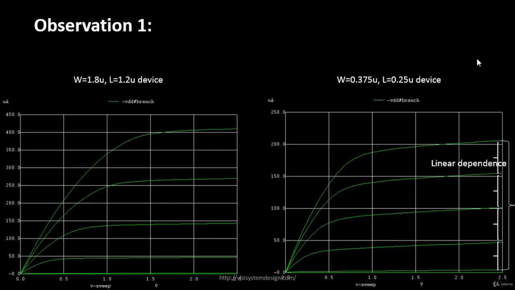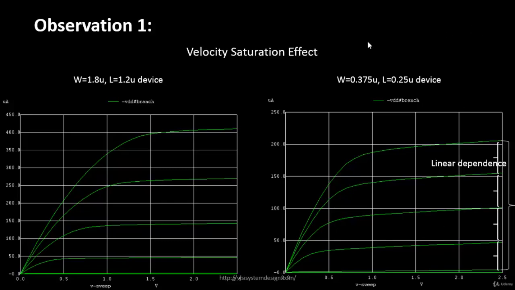So that is something different that we are seeing from the short channel device compared to the long channel device. 1.2 micron is a long channel device, and anything at or below 0.25 micron is referred to as a short channel device. This is one of the short channel effects that you see when you go into lower nodes. The reason why this is happening is velocity saturation.